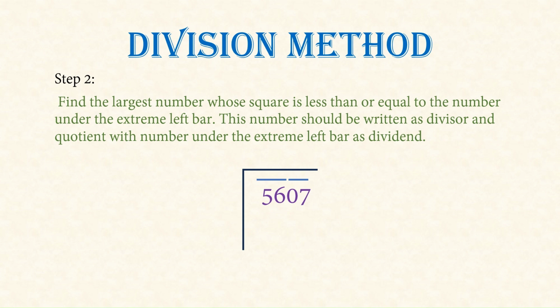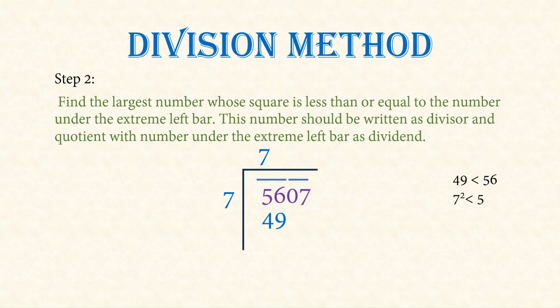Under the extreme left, we have 5, 6. Those two, 56, is not a perfect square, so we have to think of a square number that is just less than 56. We know that 49 is a perfect square and it is less than 56. And this 49 is nothing but 7 square. So 7 is the required number that should be written as divisor and quotient. We place 7 in both the places of divisor and quotient.